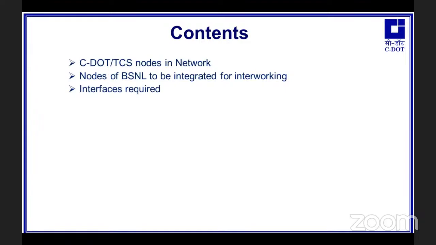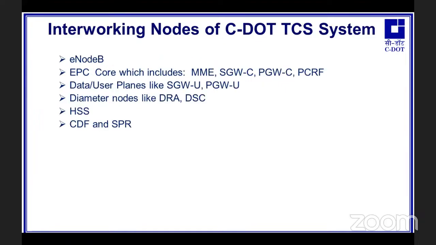So these are the brief contents which we are going to cover in this session. The first is C-DOT or TCS nodes in the network. Nodes of BSNL to be integrated with the TCS or C-DOT nodes for interworking purpose, or the interfaces required for that interworking. So mainly these are the interworking nodes of the C-DOT TCS system, or to be precise, the EPC system.